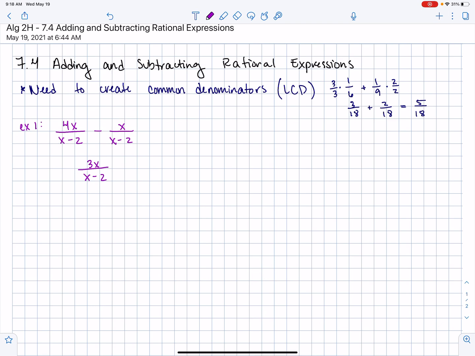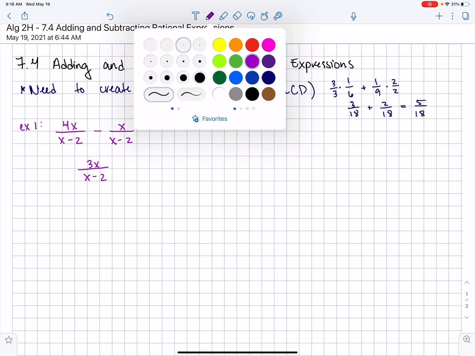All right, pretty straightforward. Of course, at this point, I would want to check, hey, can I cancel anything out? Nope, there's no factor of x minus 2 on the top. All right, and our domain here is that x cannot be 2, but we know that from looking at our final answer. So we're totally done on that one, ready to move on.